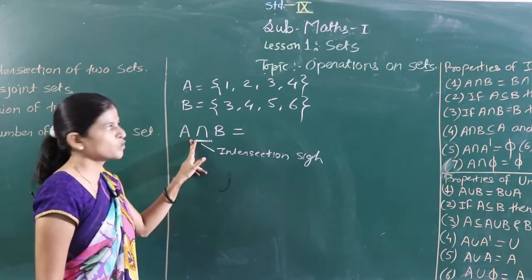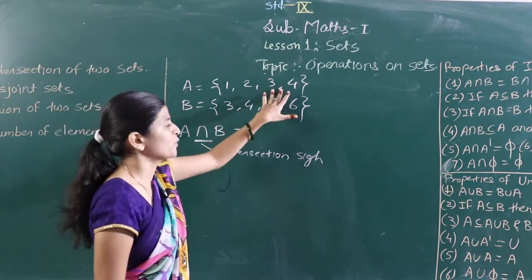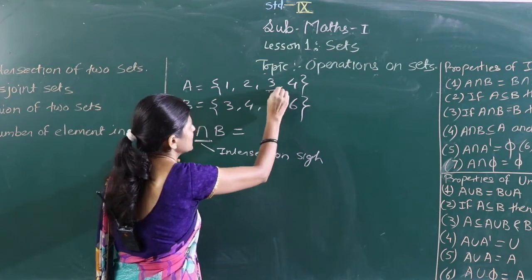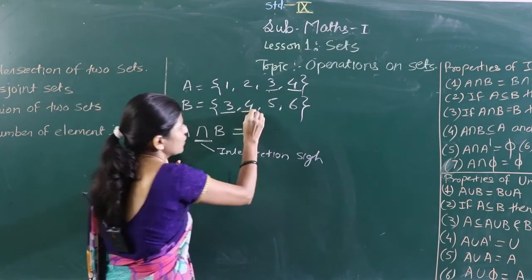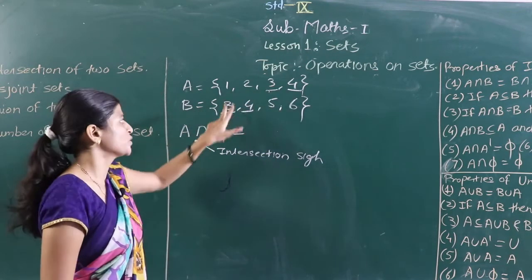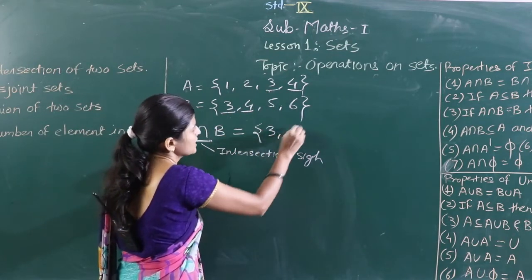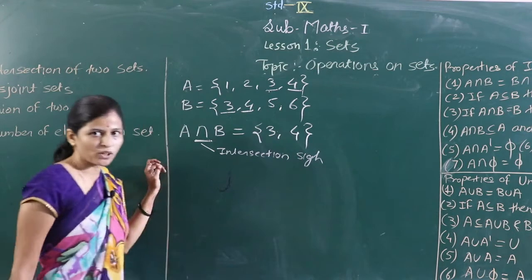So intersection means common. The common elements from both the sets are nothing but the intersection of these sets. So what is common in both the sets? 3, 3 and 4, 4. Means from these two sets only 3 and 4 are common, therefore the intersection of these sets is 3 and 4.